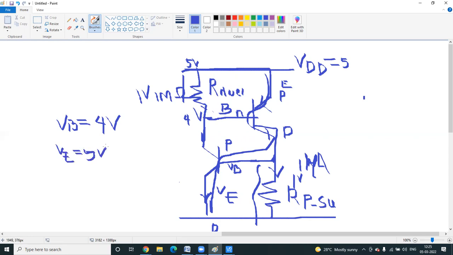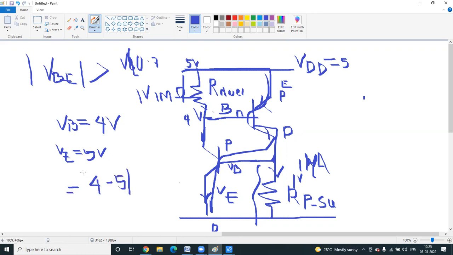But remember, this is a PNP. So instead of VB, you can take modulus. Mod is greater than 0.7 for active region. Or in some books it will be given as VEB, just reverse the voltage. That is also fine. So VB equal to 4 minus 5. Its modulus is 1, which is greater than 0.7. Understand, or any doubt?